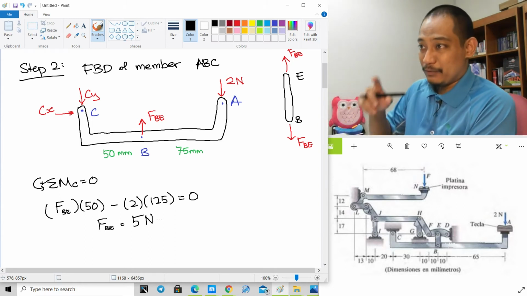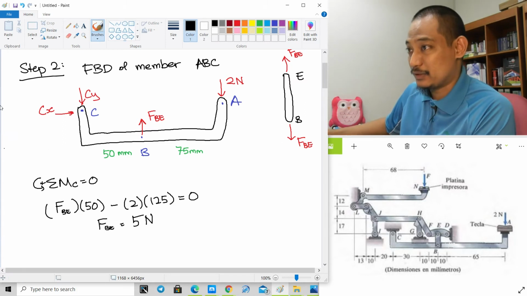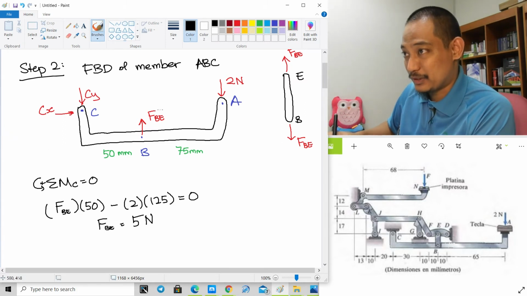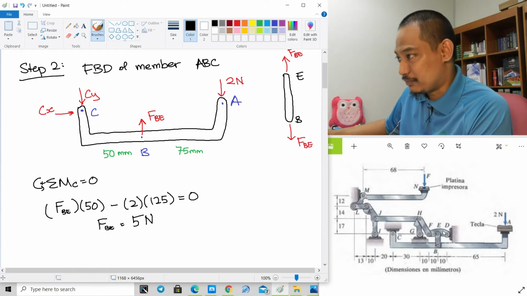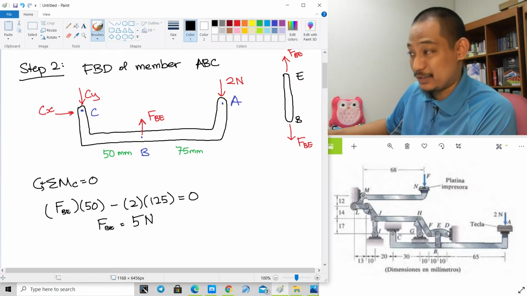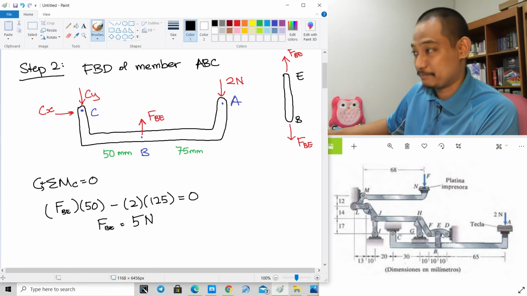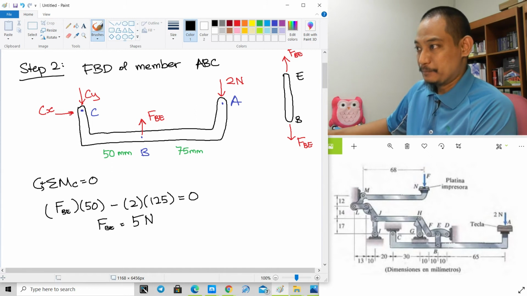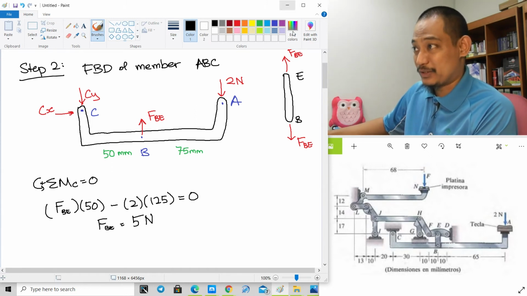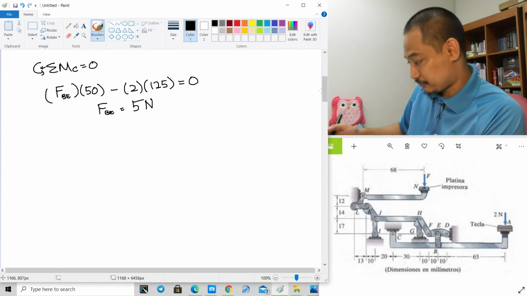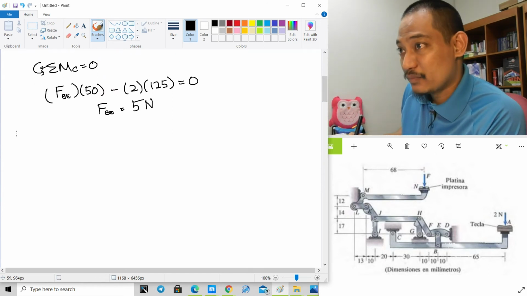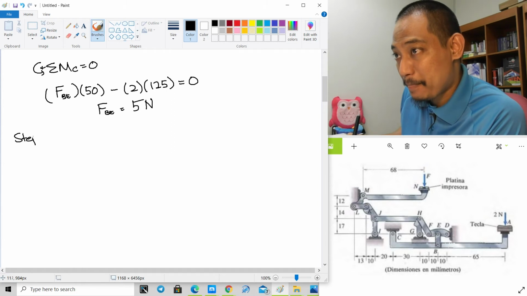Now because FBE is solved, this one is FBE. Can you see this? The same here, the same here. So we can go now to member FED or DEF here. This member here, right? Hopefully you can see my mouse. So that would be step 3. We go to the next free body diagram.